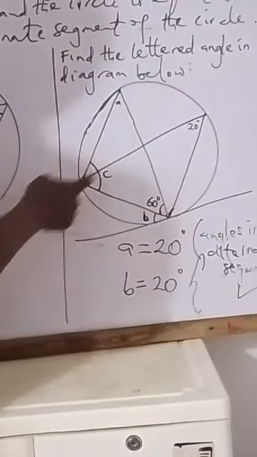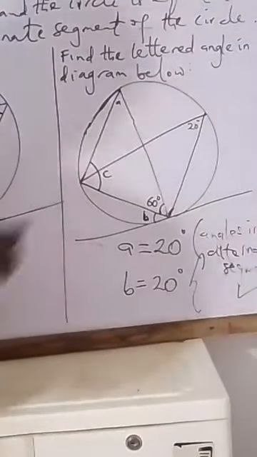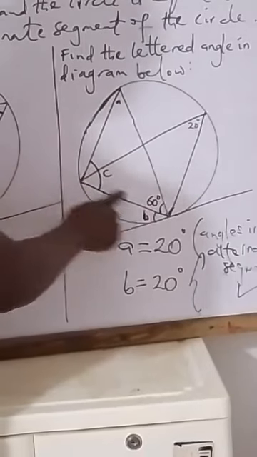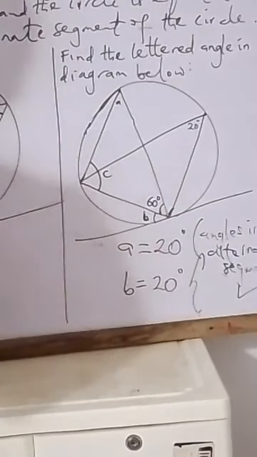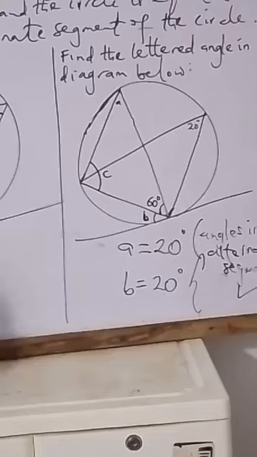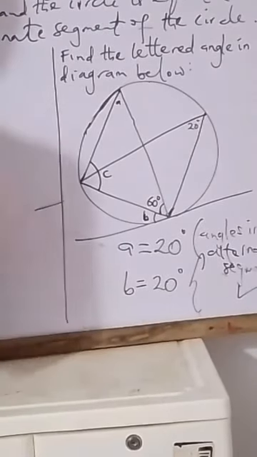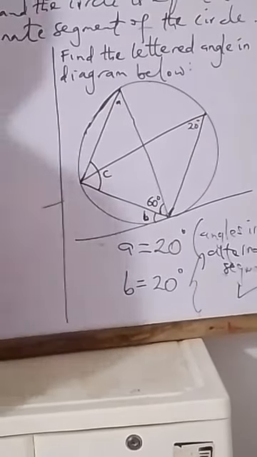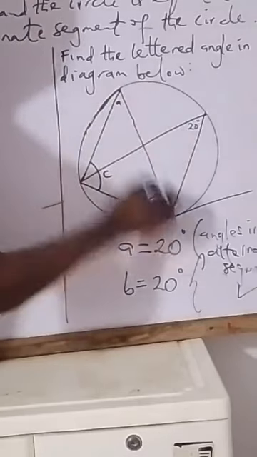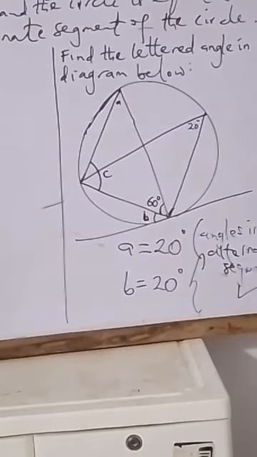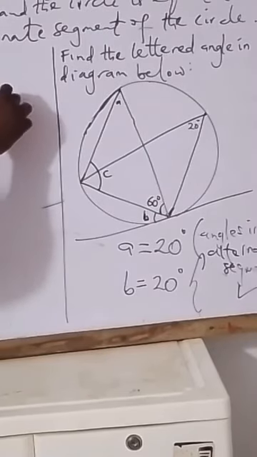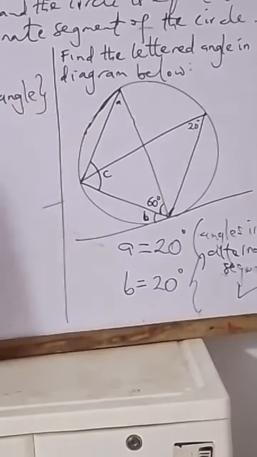We've found A and B. What is then C? Look at that angle. From there you have angle A, angle 60, then angle C. They are angles formed in a triangle. So I can say angle A plus C plus 60 is equal to 180 degrees. Why? Sum of angles in a triangle.